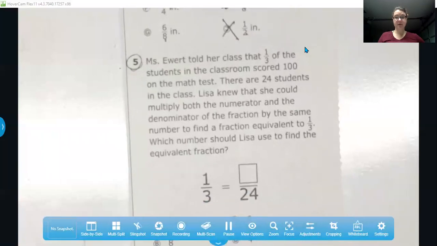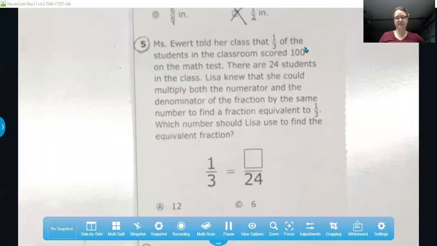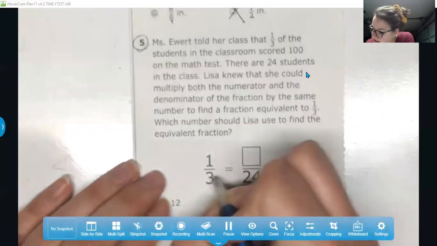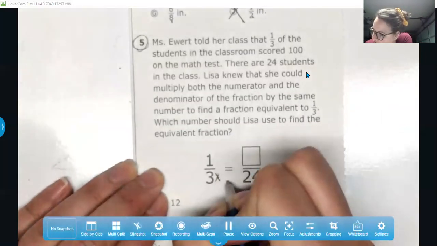Miss Ewert told her class that 1/3 of the students in the classroom scored 100 on the math test. There are 24 students in the class. Lisa knew that she could multiply both the numerator and the denominator of the fraction by the same number to find a fraction equivalent to 1/3. So which number should Lisa choose to find the equivalent fraction? So basically it's just saying 3 times what equals 24?